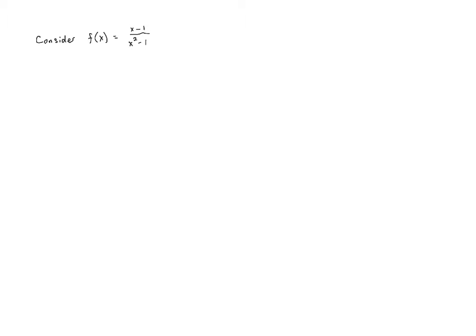Let's consider the rational function f of x equals (x minus 1) over (x squared minus 1). If we want to figure out where the vertical asymptotes might be, we'll need to factor the denominator so that we can see where it's equal to 0. X squared minus 1 is the difference of squares. We know it can be factored as (x plus 1) times (x minus 1).